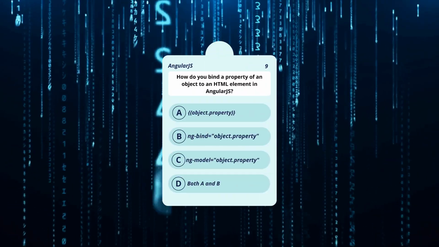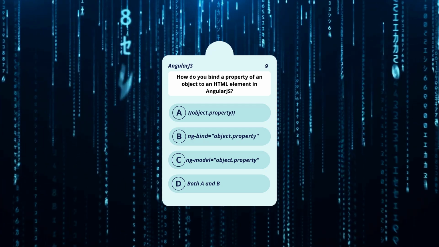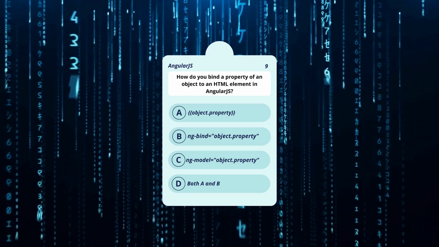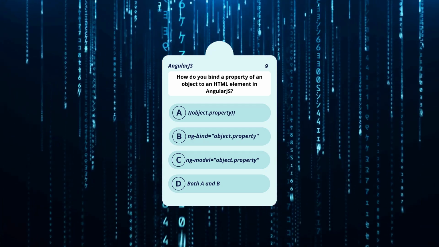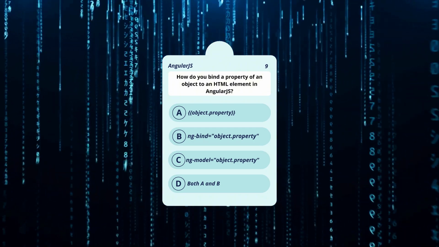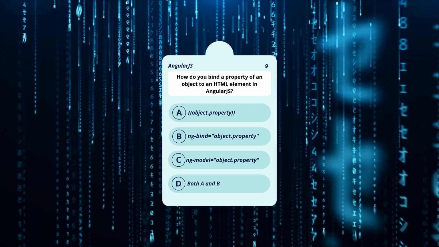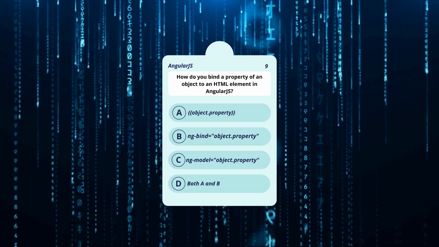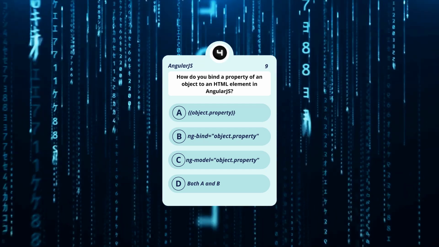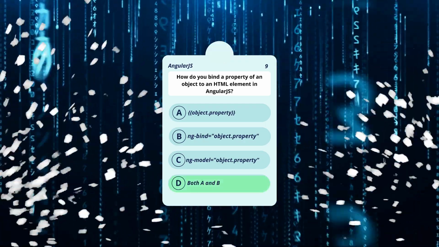How do you bind a property of an object to an HTML element in AngularJS? A. {{object.property}}. B. ng-bind="object.property". C. ng-model="object.property". D. Both A and B. Answer D.